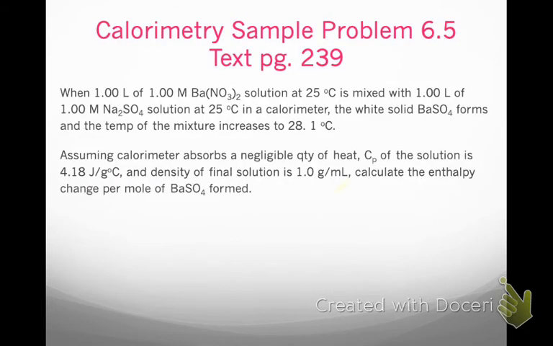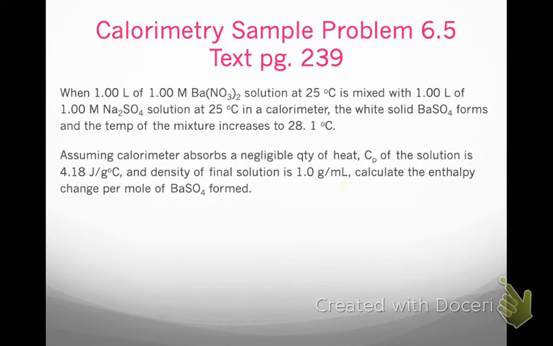Okay, this brings us to our first problem. It is a sample problem out of your textbook. It's on page 239. If you want to pause the video and open your textbook to that page, you can do so now. What I'm going to do is read through the problem, and I'm going to highlight the things that are important, and then we're going to look at what's happening in this particular reaction, and then solve for the enthalpy change. So let's read through the problem.